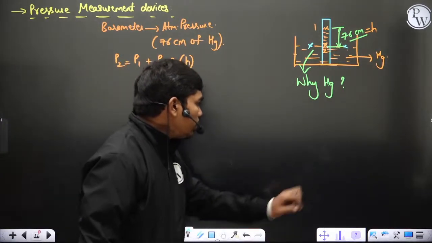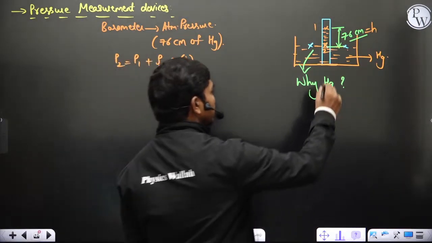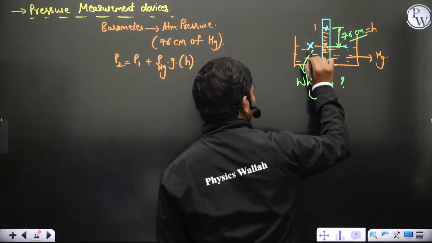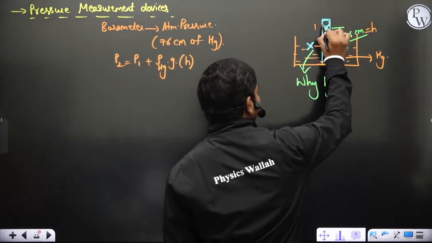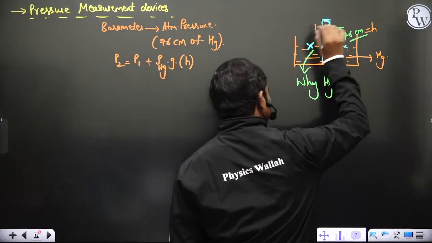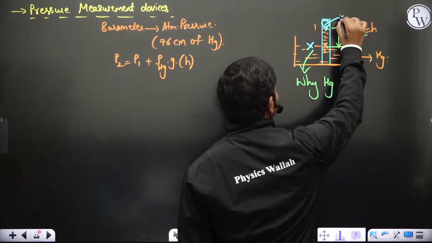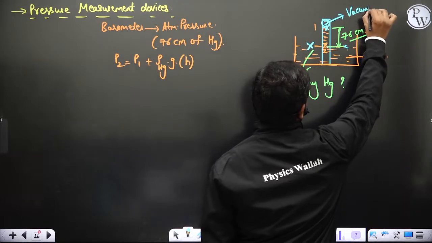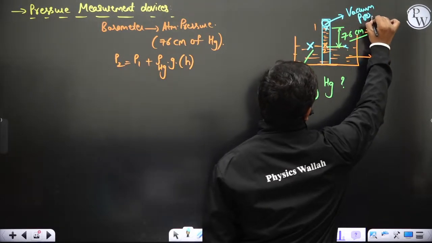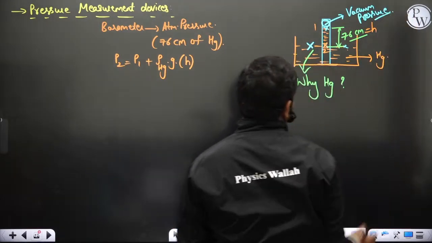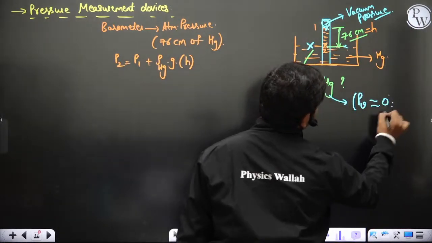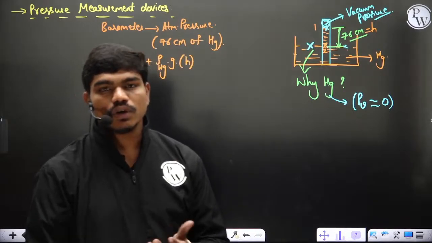Now why only mercury is taken is because the pressure at location 1, to exactly measure the effect of this portion, should be very low, and this pressure is called vacuum pressure, obviously. And mercury is one such substance which has very low vapor pressure. The reason for that is evaporation.